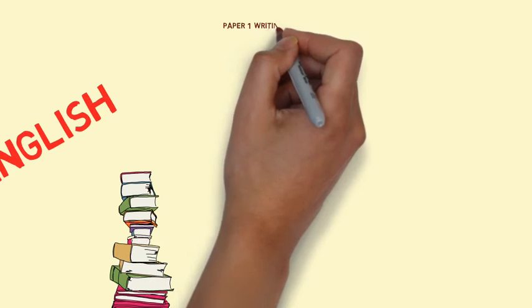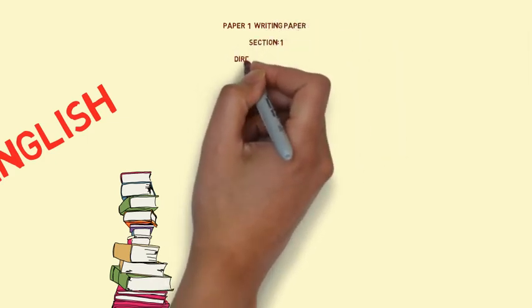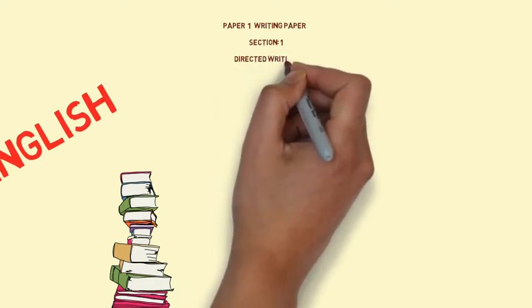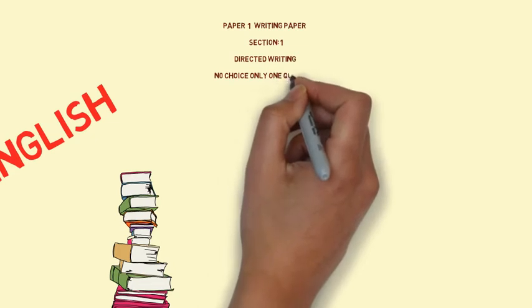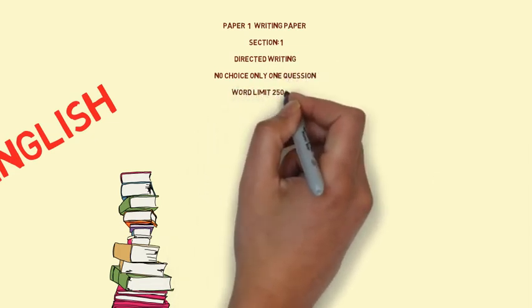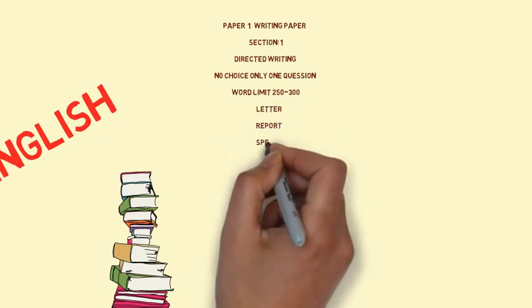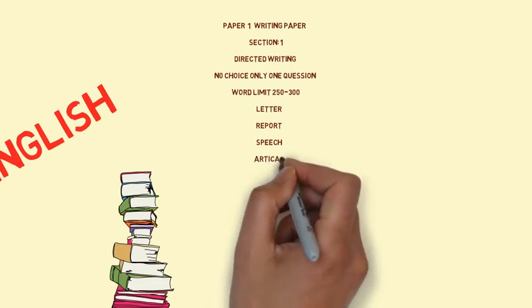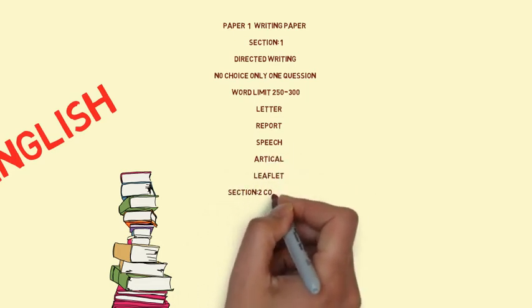Paper 1 is called the writing paper and it is divided into two sections. Section 1 is called directed writing, and this is a compulsory question where there is no choice at all. So whatever is given, that has to be done, and the word limit here is 250 to 300 words. You can be asked to write a letter, a report, a speech, an article or a leaflet.